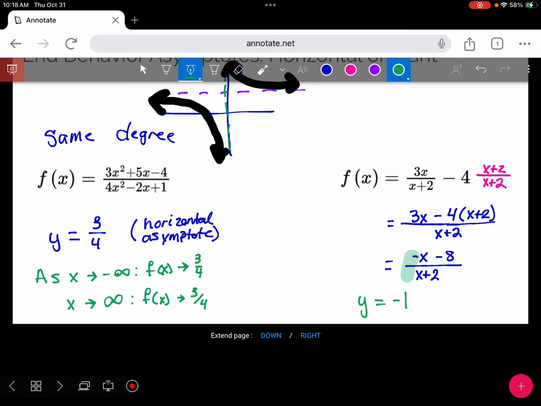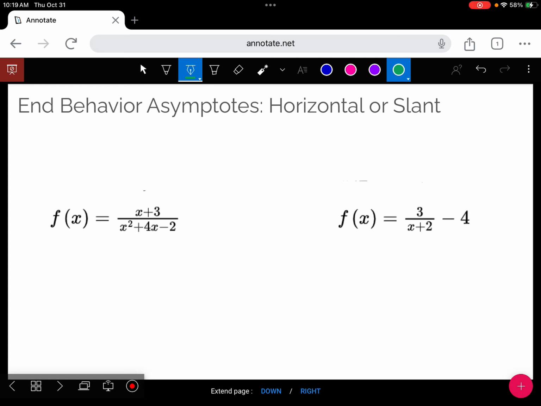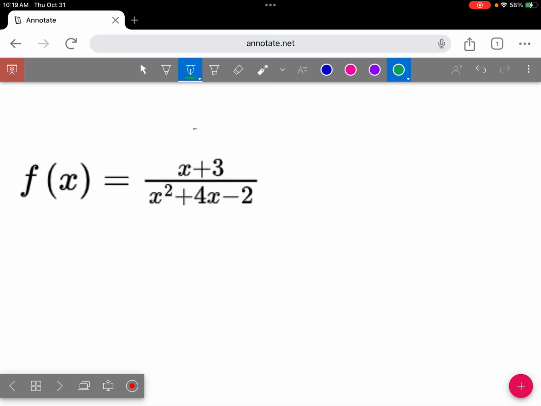Okay, we need to practice identifying some more of these end behavior asymptotes. We're just focused on the end behavior ones because they're the weirdest ones. All right. So our next one, we have f of x equals x plus 3 over x squared plus 4x minus 2.